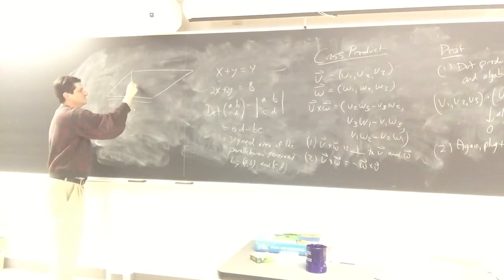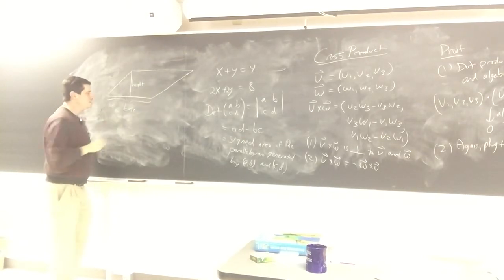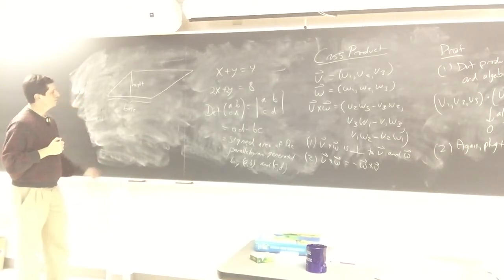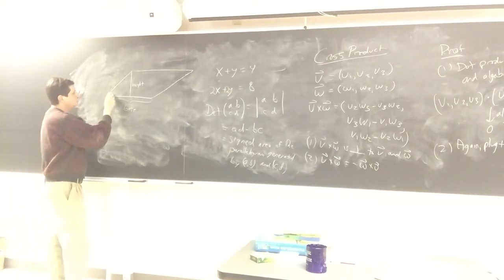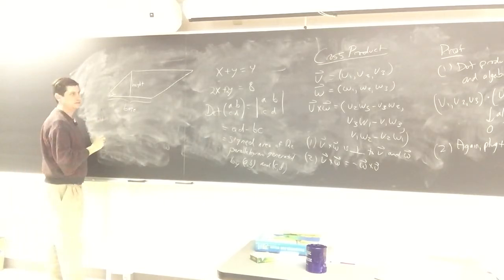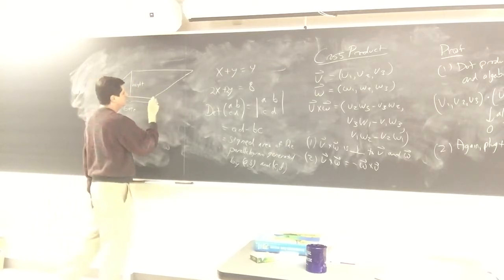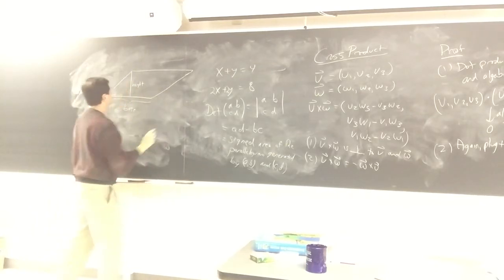Height. So the question is, why is it base times height? Right? We know this is true for a rectangle. Anybody know how you would prove that it's base times height? So let's think about what's going on. Let's call this angle theta. Let's extend this line over here, and we'll extend the line down here.